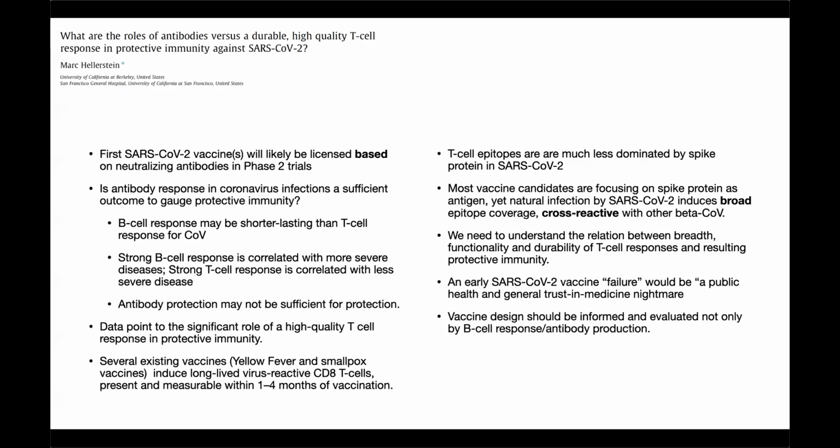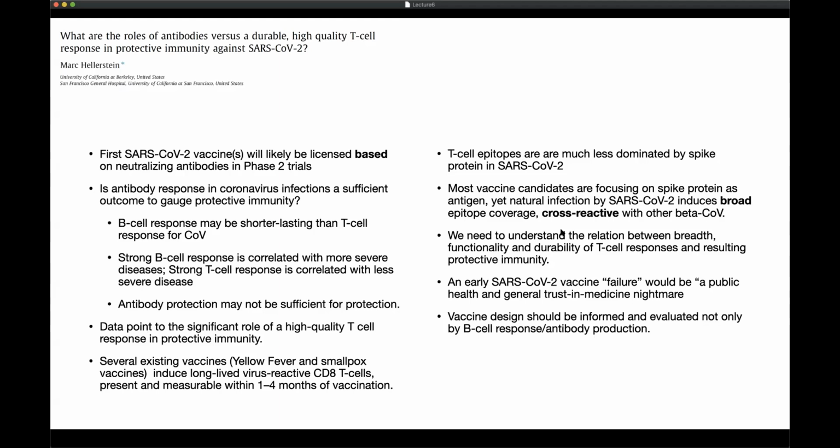So most vaccine candidates are focusing on spike protein as antigen. But if you look at what happens during natural infection by SARS-CoV-2, your immune system, when it has to fight the actual infection, induces broad epitope coverage. It doesn't just focus on spike. So if you design a vaccine that only presents this part of the virus, the corresponding immune response might be inadequate. And it's cross-reactive with other beta coronaviruses.